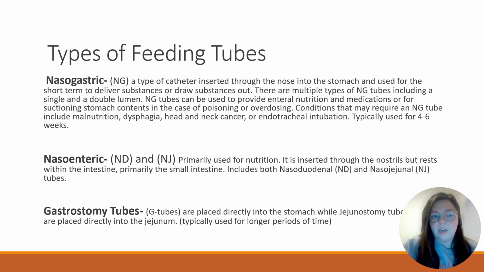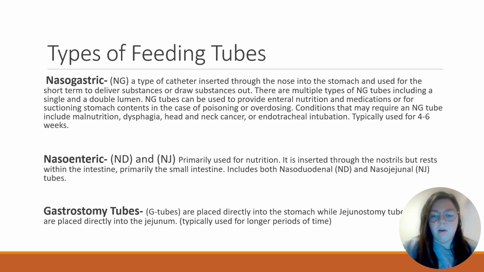Nasoenteric feeding tubes include the nasoduodenal or ND tube or the nasojejunal or NJ tube. These are primarily used for nutrition purposes, and they're also inserted through the nose, or the nostrils, but instead of resting within the stomach like the NG tube, they rest within the small intestine.